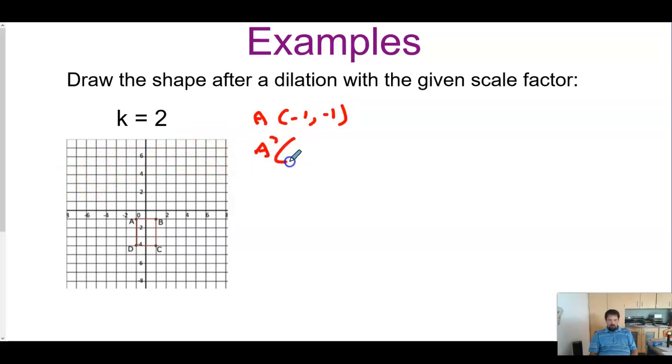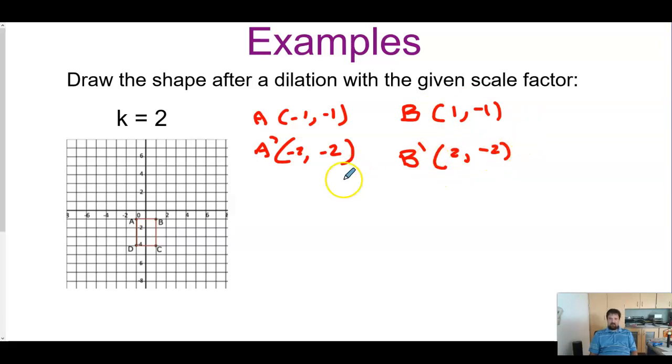To get to the new point, we're going to call this A prime. All we're going to do is take this coordinate and multiply it by the scale factor, which is 2. So -1 times 2 is -2, and -1 times 2 is -2. We're going to do that with all 4 of my vertices. This vertex is right 1, down 1, so we take 1, -1 and times it by the scale factor, which is 2. So 1 times 2 is 2, -1 times 2 is -2. There is my new vertex.